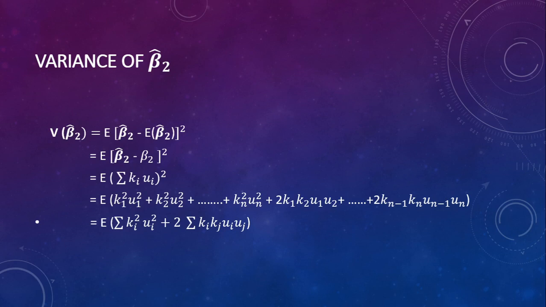Up to the last term, 2 into kn minus 1 kn into un minus 1 un. So that is the last product term. So we can express this like this. Variance of beta 2 hat is equal to expectation of sigma ki square ui square, summation of all square terms, plus 2 sigma ki kj ui uj, all the product terms. So this is the variance of beta 2 hat.